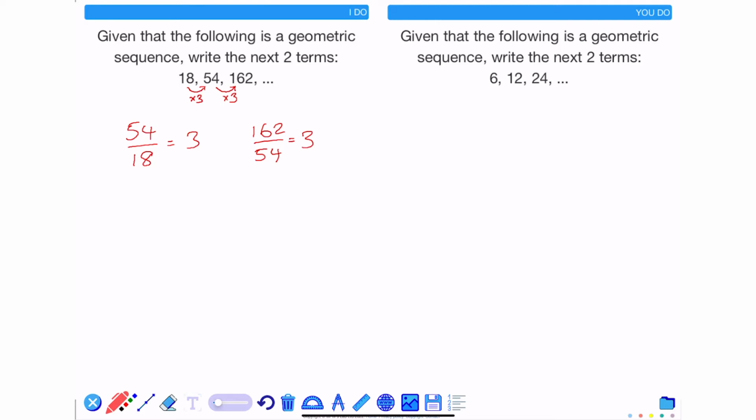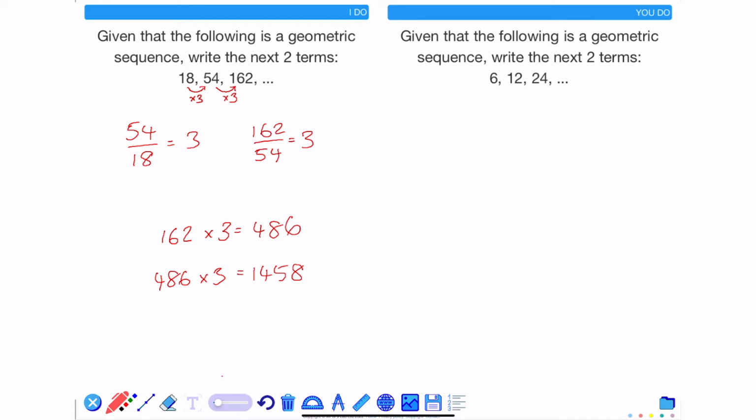So to find the fourth term in this case, I have 162 as my third term, and I multiply it by the common ratio, and this gives me 486. To find the fifth term, I get the fourth term and multiply it by 3, and this gives me 1458. I've now found the next two terms.